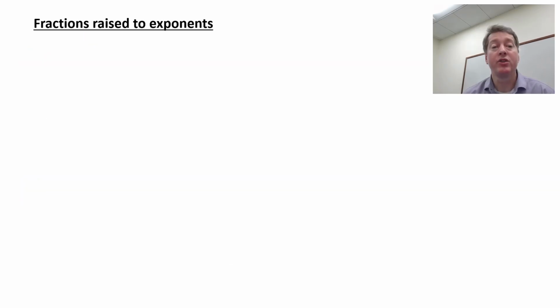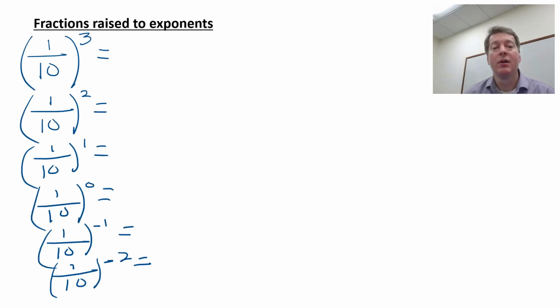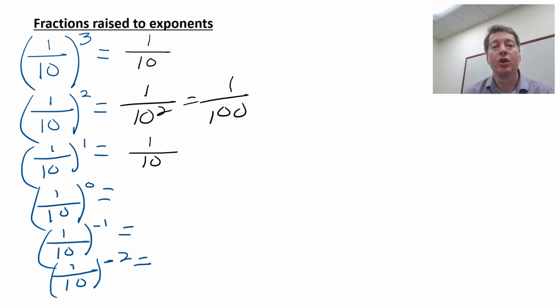Same story if I raise 1/10 to an exponent. 1/10 to the 1 is just 1/10. 1/10 squared is 1 over 10 squared, which of course is 1 over 100. 1/10 raised to the power of 3. 1/10 cubed is 1 over 10 cubed. It's 1 over 1,000. 1/10 to the 0, anything to the 0 is just 1.